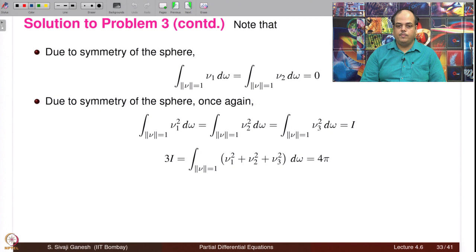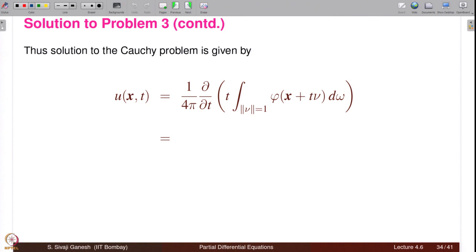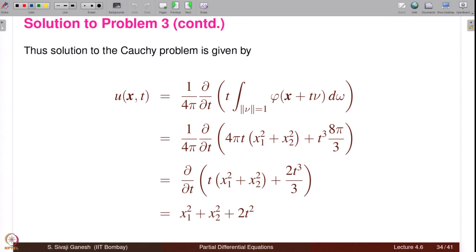Therefore, we know this integral, it is 4 pi into x1 square plus x2 square plus t square 8 pi by 3, because there are 2 terms. So, 8 pi by 3. Therefore, we have computed the integral that we wrote multiplied with this t. So, this is the expression we have. On finding the derivative, we get the answer to be x1 square plus x2 square plus 2t square. So, this is the solution. One can easily check now that this is a solution to the given Cauchy problem.